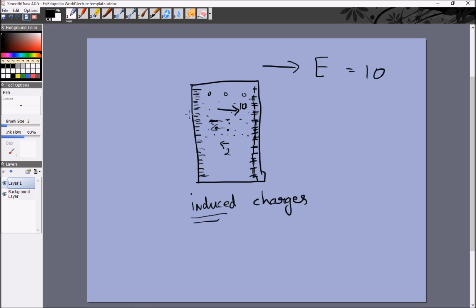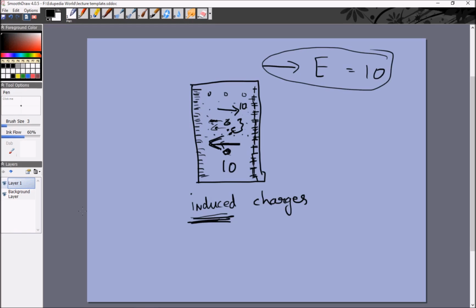There will come a time, however, when the electric field due to these induced charges will keep increasing until it becomes 10 units as well. At this point, any positive or negative charges inside the material will not feel any electric field at all, because any electric field created by the original field will be negated by the equal and opposite field created by the induced charges. And this process typically takes a very small time, maybe microseconds.